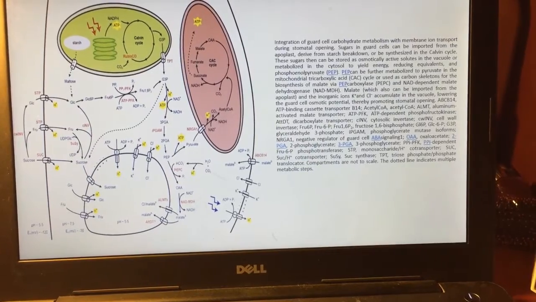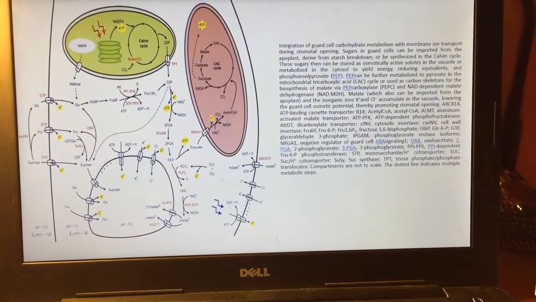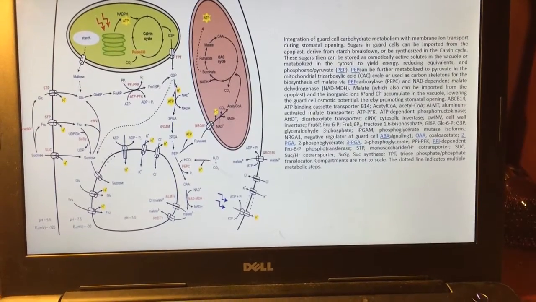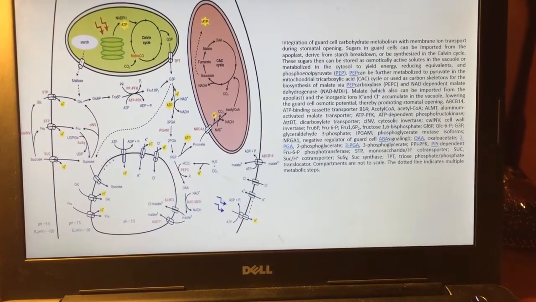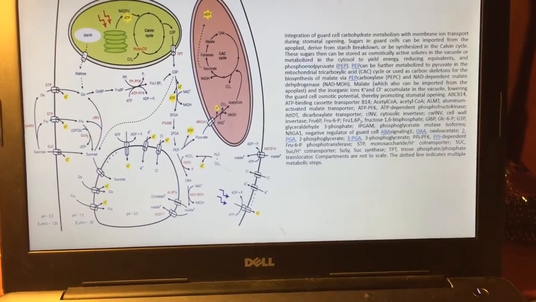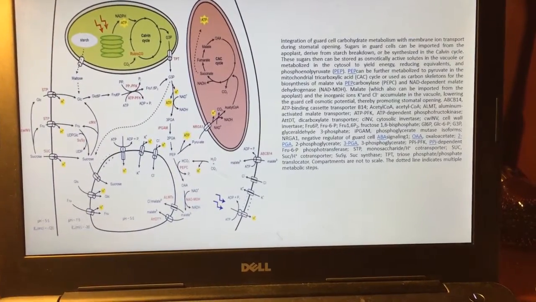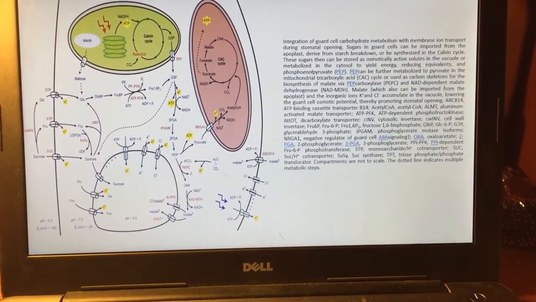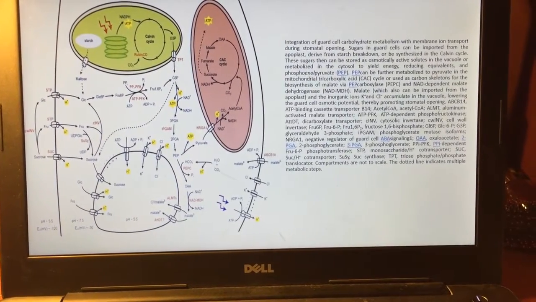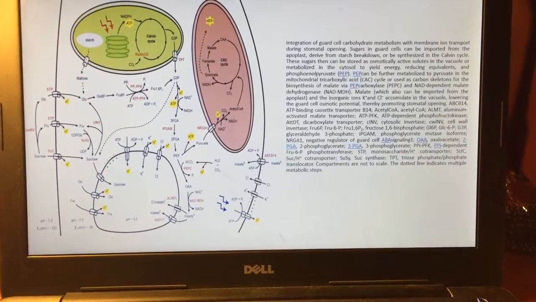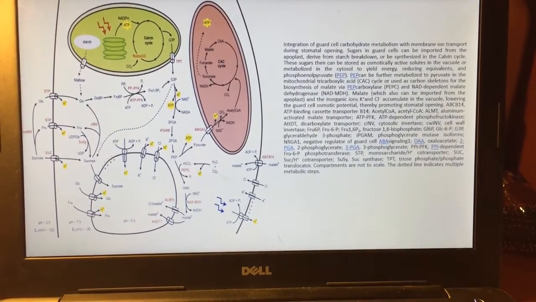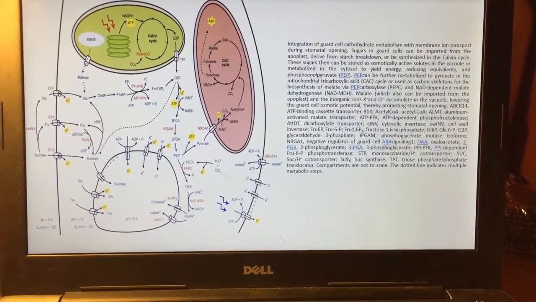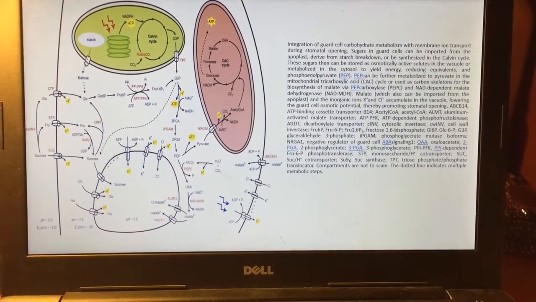PEP can be further metabolized. Pyruvate and the mitochondrial tricarboxylic acid, TCA, cycle are used as carbon skeletons for the biosynthesis of malate via PEP carboxylase, PEPC, and NAD-dependent malate dehydrogenase, NAD-MDH. Malate, which also can be imported from the apoplast, and the inorganic ions K plus and Cl minus accumulate in the vacuole, lowering the guard cell osmotic potential, thereby promoting stomatal opening.